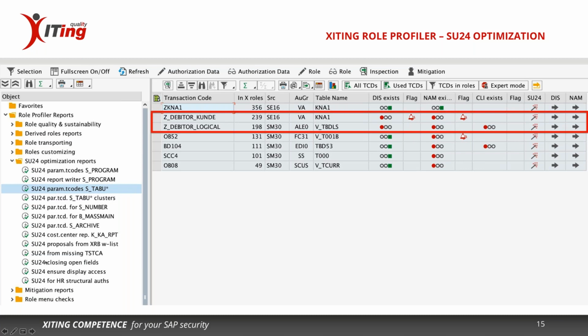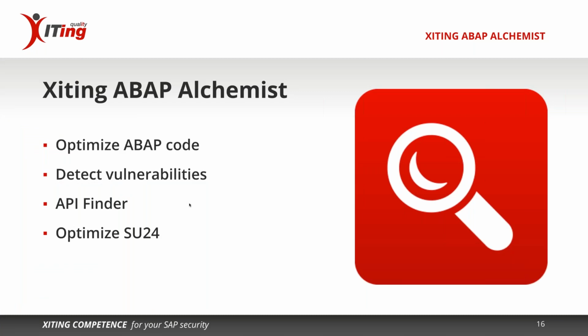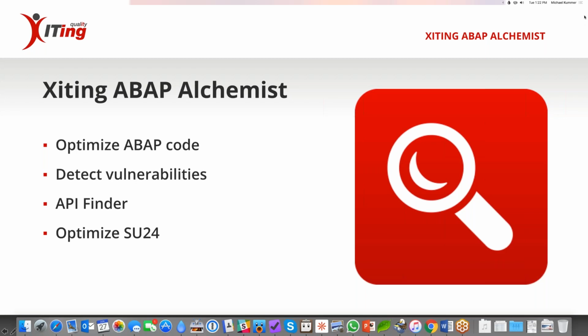And there are a number of other SU24 update reports that you can run to really make sure you have a solid SU24 before you get into any role redesign project. So that was the role profiler. That was the analysis part. And I'm going to check real quick if there are any questions at this point. I don't see any questions.